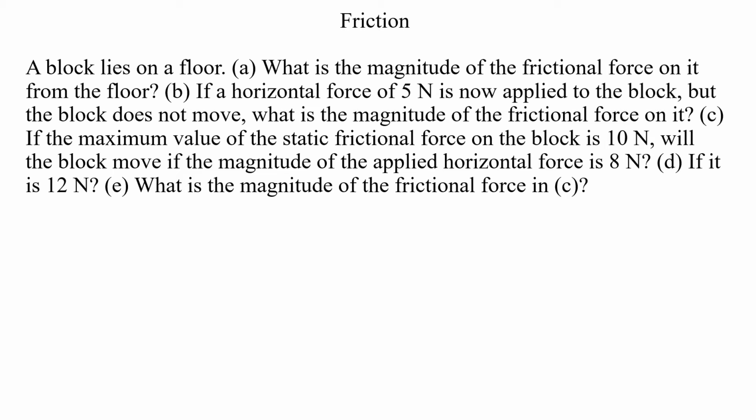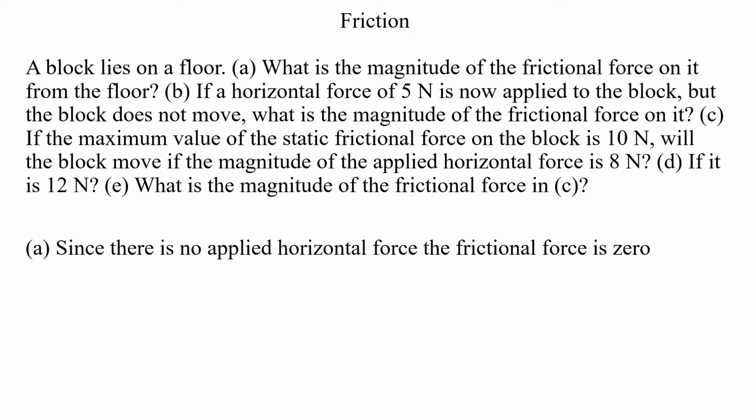All right, let's look at an example. We have a block that lies on the floor. A, what is the magnitude of the frictional force on it from the floor? Part B, if a horizontal force of 5 newtons is now applied to the block, but the block doesn't move, what is the magnitude of the frictional force? Part C, if the maximum value of the static frictional force is 10 newtons, will the block move if the magnitude of the applied horizontal force is 8 newtons? D, if it is 12 newtons. And then E, what is the magnitude of the frictional force in part C? So we're going to answer these questions.